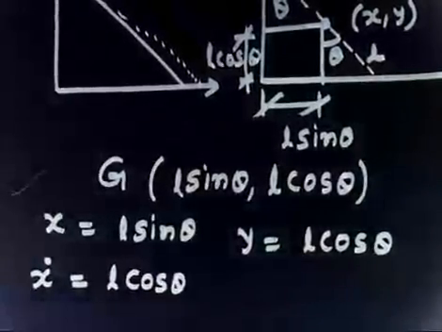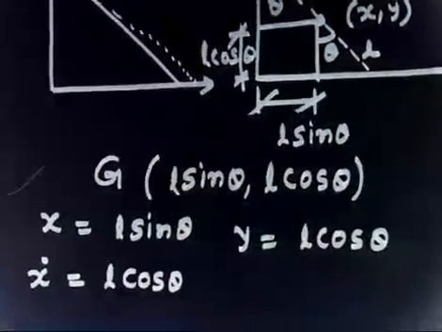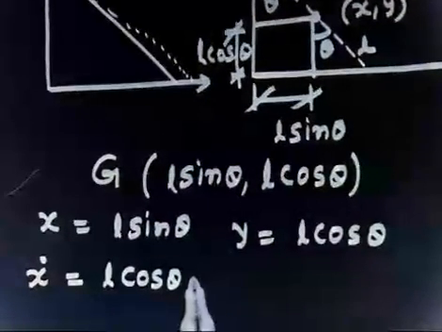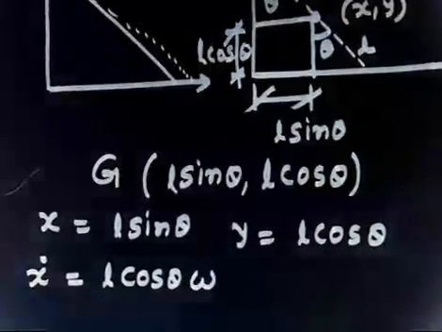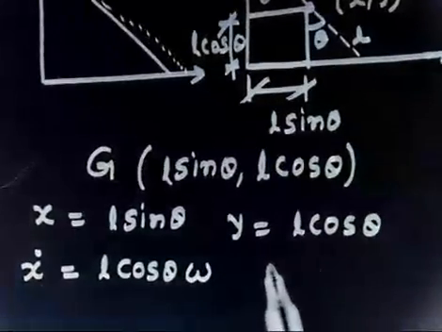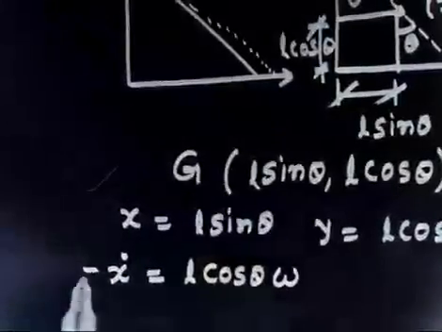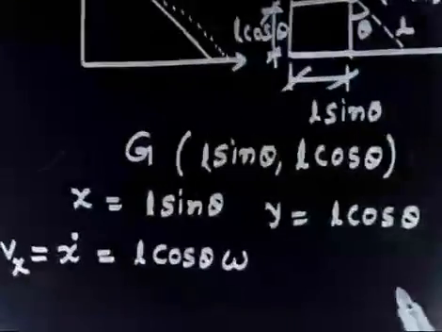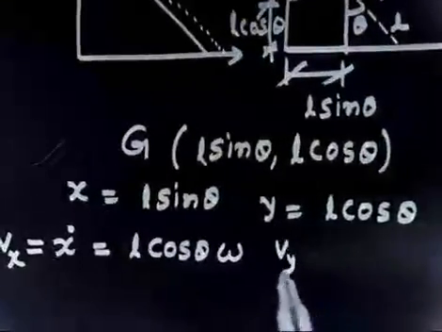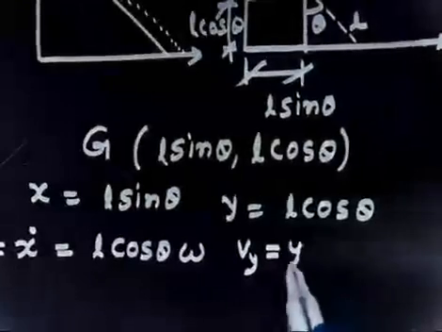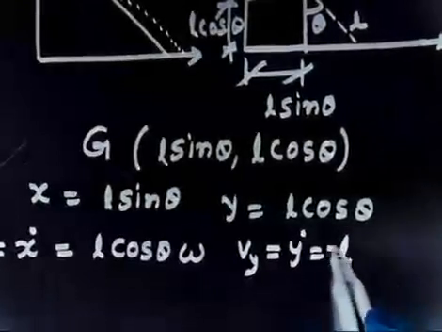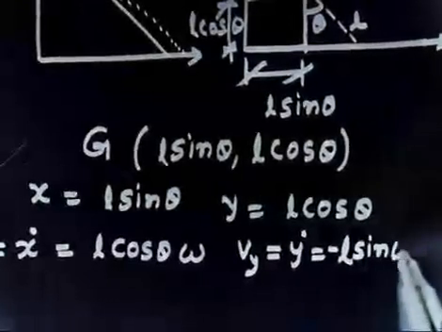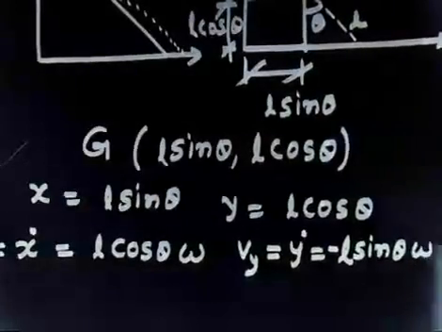And d theta by dt, let us say that is omega. So d theta by dt is omega. Are you getting? Similarly for y, so this is Vx, x dot is nothing but Vx. You can write y dot, that will give you Vy, that is y dot, that is L cos theta is minus sin theta, and d theta by dt is omega.